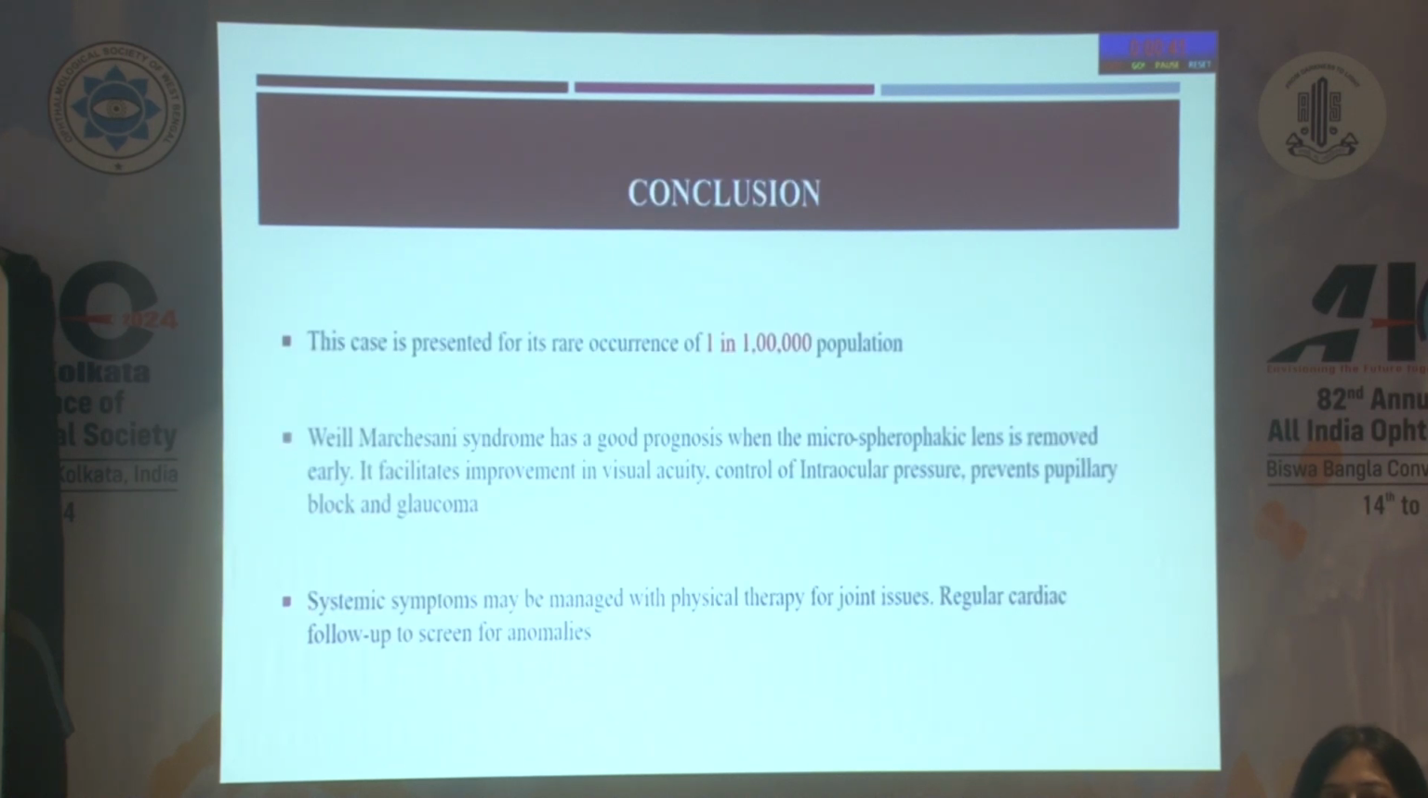This case is presented for its rare occurrence of 1 in 1 lakh population. Weil-Marchesani syndrome has a good prognosis when the microspherophakic lens is removed early. So it improves the visual acuity, control of IOP, and prevents pupillary block and glaucoma. Systemic symptoms may be managed with physical therapy for joint stiffness, and regular cardiac follow-up to screen for anomalies.